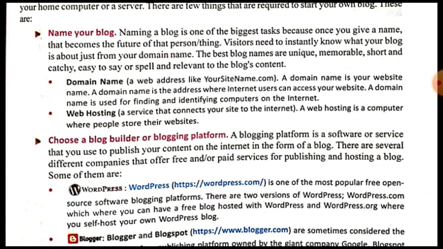Now choose a blog builder or blogging platform. First of all you have to name your blog, that was the first step. The second big step is choosing a blog builder or a blogging platform. A blogging platform is the platform we can use for creating your blog. It is a software or service that you use to publish your content on the internet in the form of a blog.